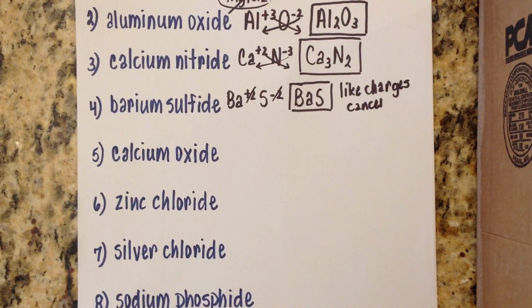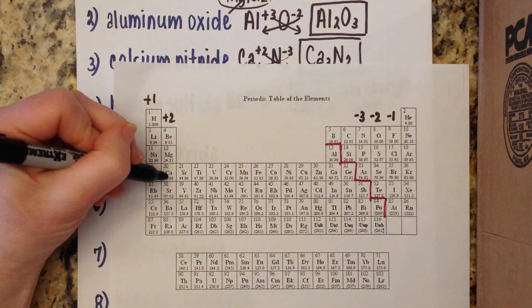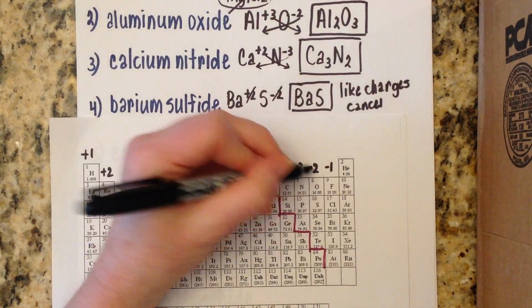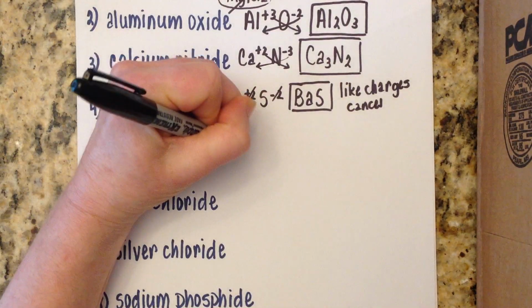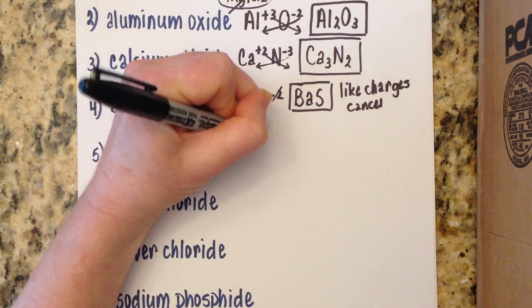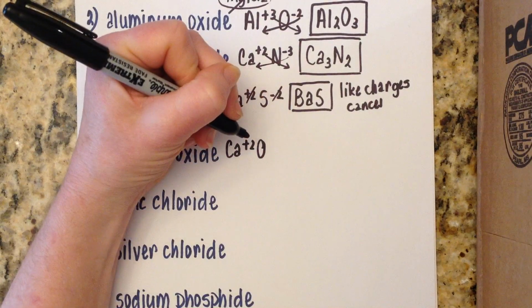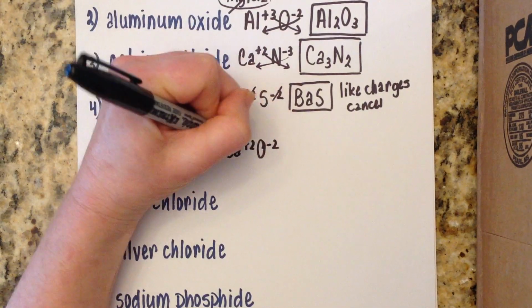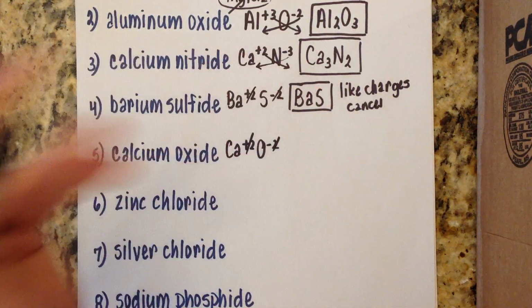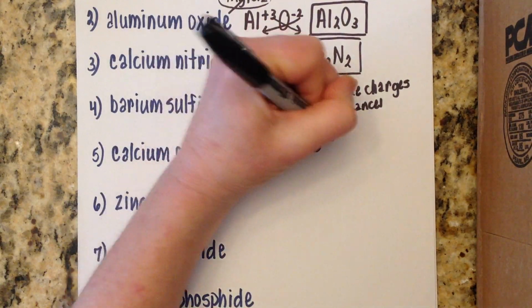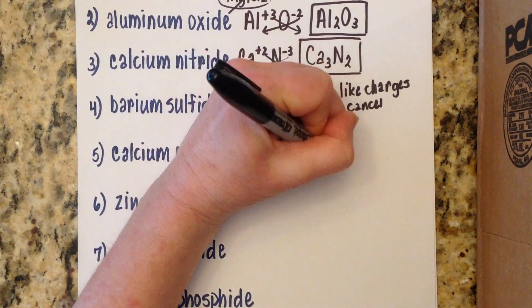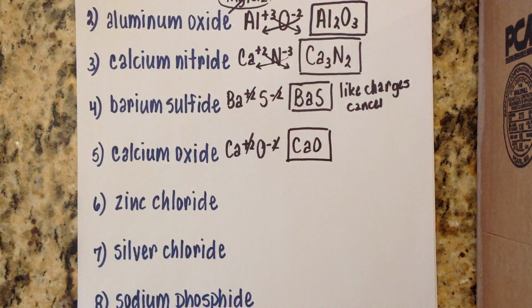All right, let's do number 5. Calcium oxide. So calcium has a +2. Oxygen has a -2. So calcium +2, oxygen -2. Once again, the 2's cancel, smack them together, CaO. Just like magic. And again, those charges, poof, they're gone. Don't worry about them.